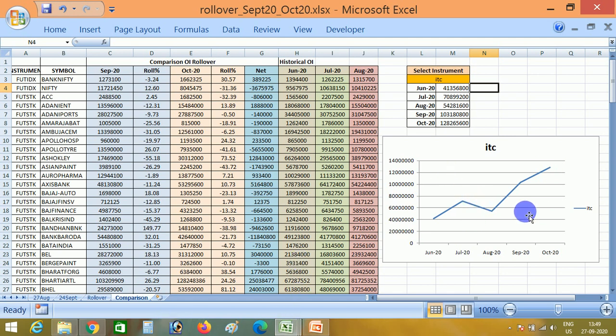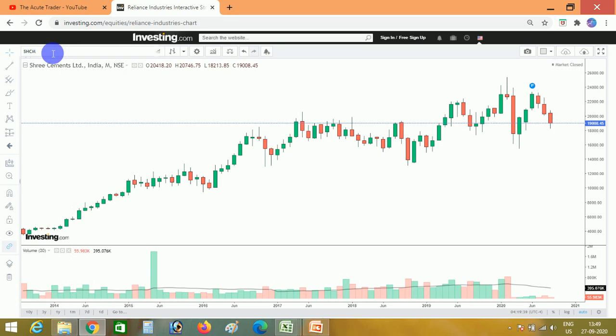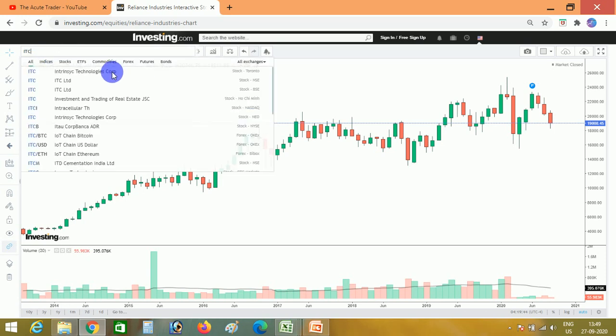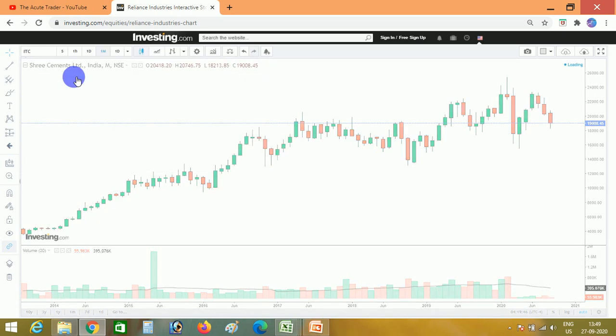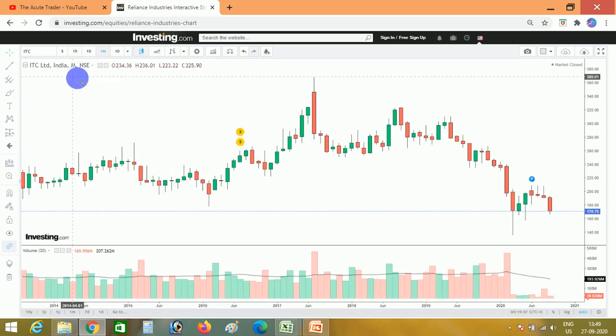So ITC should continue the trend, whatever the trend is from the October series. So let us check the graph for ITC. ITC is having a very good negative candle. These two months ITC is having open interest build up. So we can conclude the open interest has been built for short build-up.